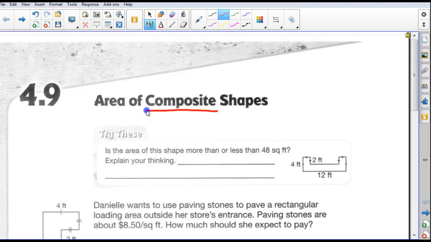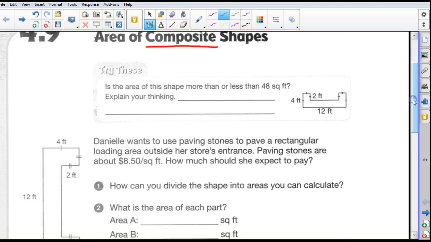For example, having a square connected to a triangle, or having a semicircle connected to a square. Okay, it's putting different shapes together. Irregular type shapes. So let's try these. Let's look at this figure to the right. Is the area of this shape more or less than 48 square feet?